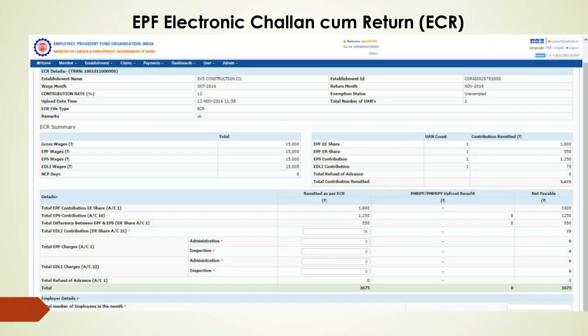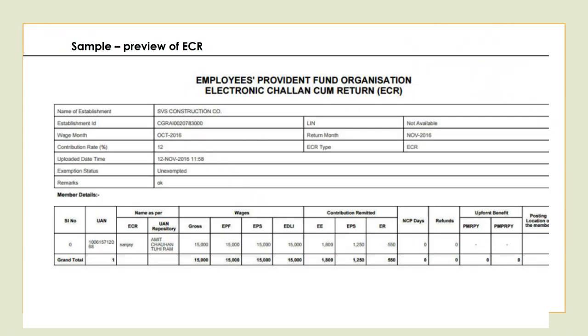So there the establishment name, the month, establishment ID, upload time, gross wages, everything would be appearing. Those contribution percentages we were also mentioning. All those things would appear in this ECR. So on a monthly basis, you would be required to submit this payment cum return system under ECR. This is a sample preview of the ECR, challan cum return.